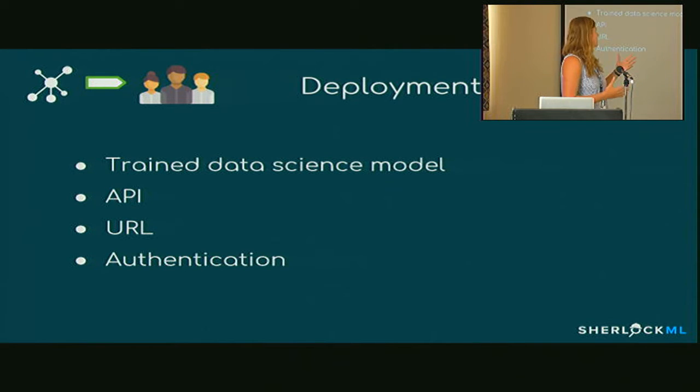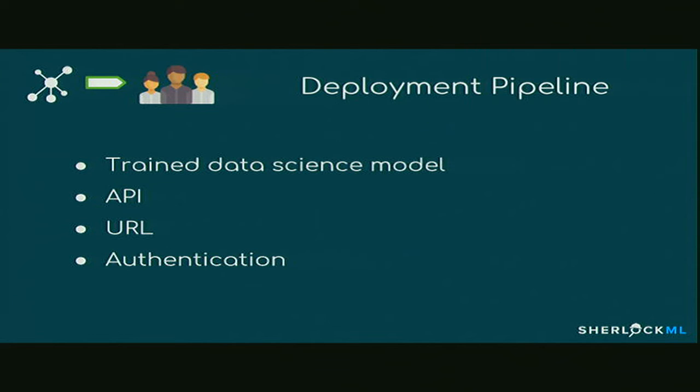This is like a sample deployment pipeline. So what you need really is a trained data science model, and then you need an API which basically connects the model to the outside world over the web. For that, you need a URL to access it, and ideally you want some authentication and some security around the data that you send in, so that not everyone can just use your model.